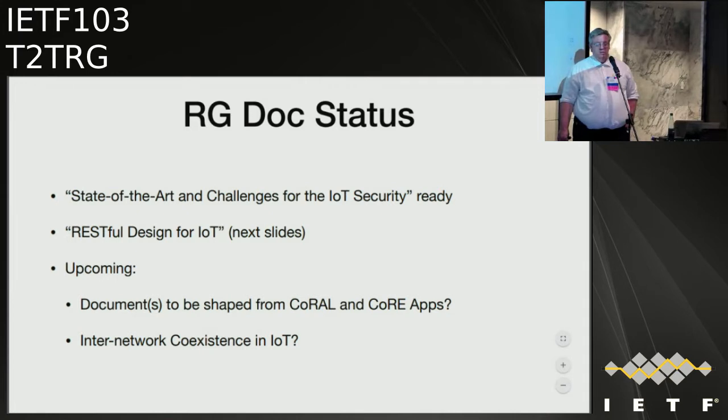And then we probably want to look at two areas. One is the hypermedia area, where we have a nice submission, the CoRAL apps document that I think has now its 8th version, and the CoRAL specification. We'll talk about that in a moment. And there is also a draft about internetwork coexistence in IoT that got a lot of attention in some of the previous meetings. And that's certainly something we don't want to lose, but where not much activity has happened in the last few months.